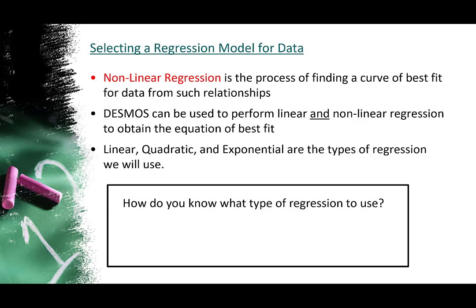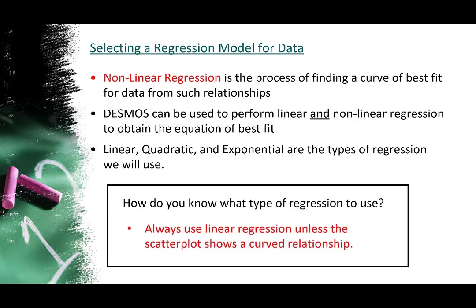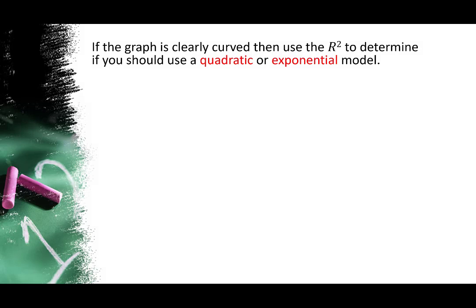So how do you know what type of regression to use? Always use linear regression unless the scatter plot shows a curved relationship. If the graph is clearly curved, then we will use what's called the coefficient of determination, or R squared, to determine if you should use a quadratic or exponential model.